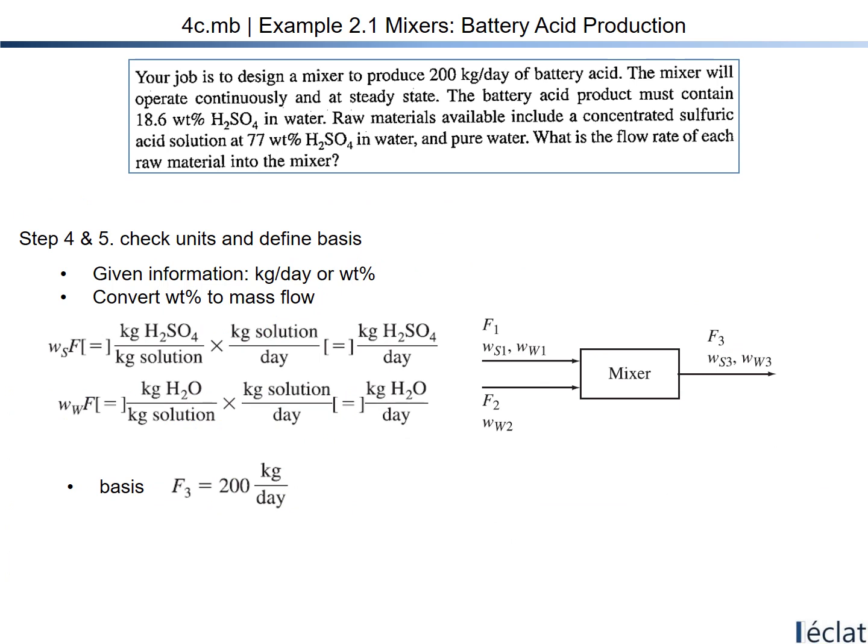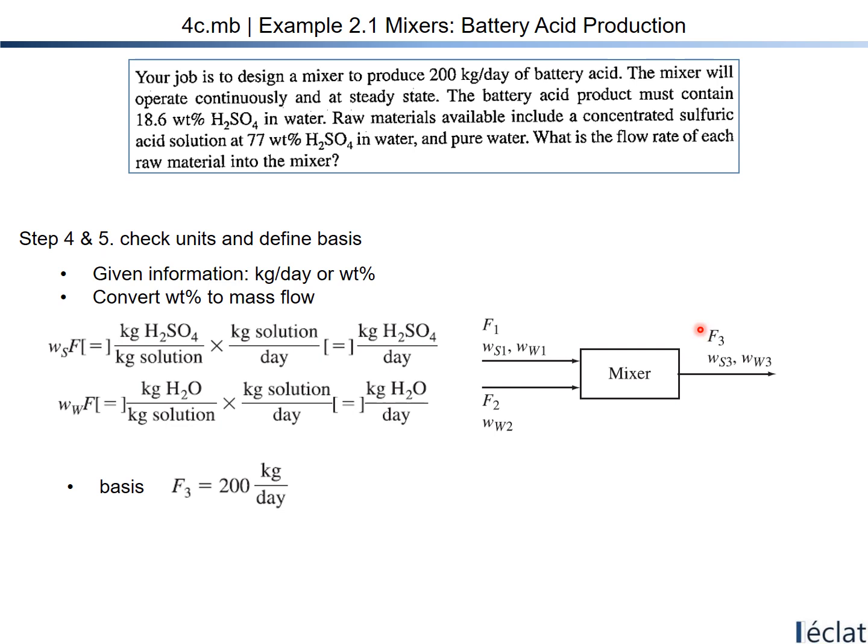It's time to check units and define basis. So anyway, let me start with the basis. You should produce 200 kilogram per day of battery acid. So the basis is 200 kilogram per day, and this is the value of F3.